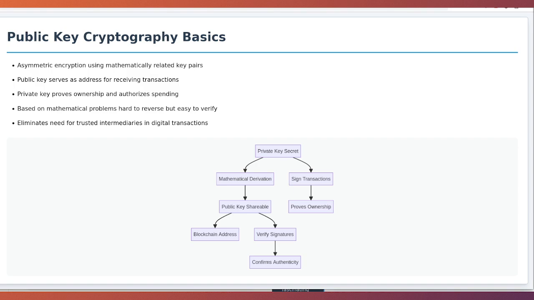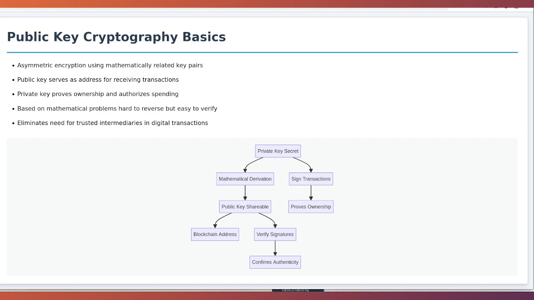In blockchain, your public key serves as your address, where others can send you cryptocurrency or data. Your private key is what allows you to access and spend those funds or prove ownership of assets. The mathematical relationship between these keys is based on complex number theory, specifically involving problems like elliptic curve mathematics or large prime number factorization, which are easy to compute in one direction but extremely difficult to reverse.